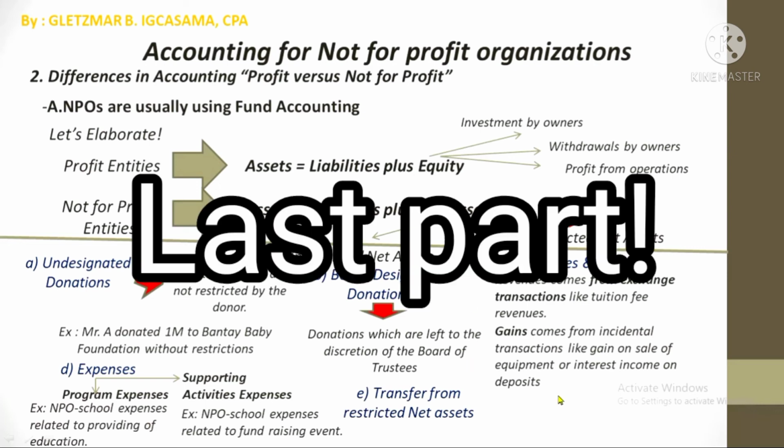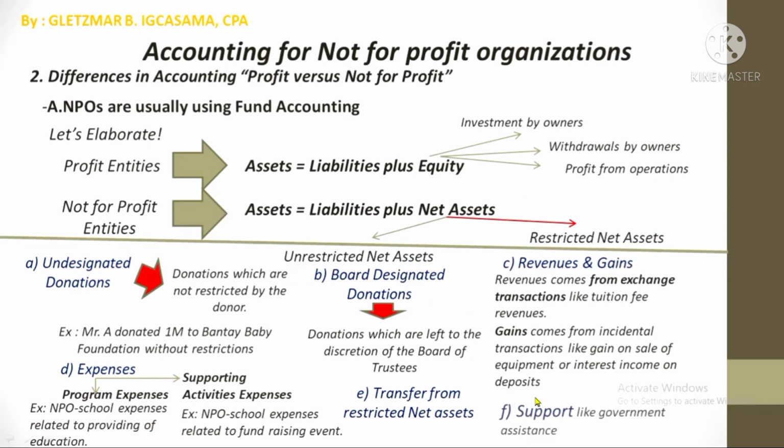Okay? And lastly, we have the last component of the unrestricted net assets, which is the support. The unrestricted fund will increase if the NPO receives support like government support or government grants and the like. So that's it for the components of the unrestricted net assets.